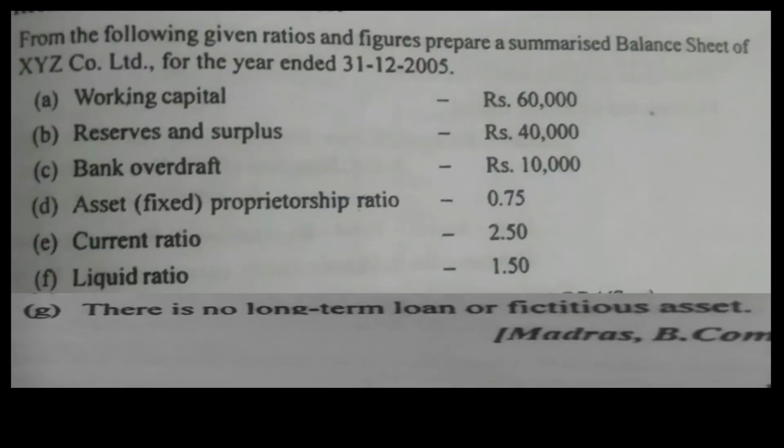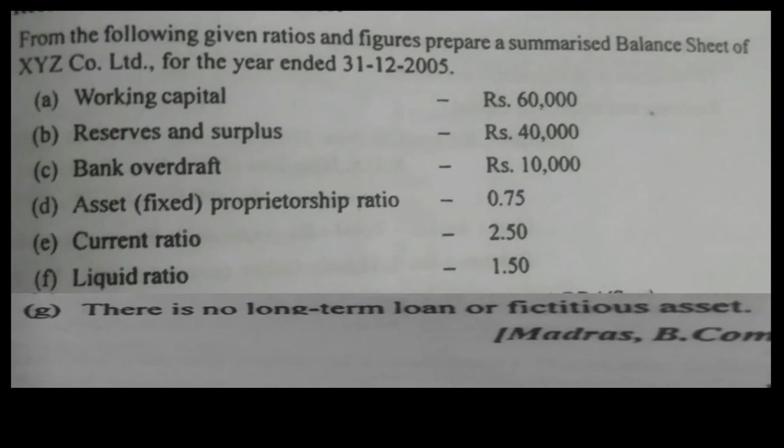Next, from the following given ratio figures, prepare a summarized balance sheet of XYZ company. The working capital is given as 60,000, reserves and surplus is 40,000, bank overdraft 10,000, fixed asset to proprietary ratio is 0.5, current ratio is 2.5, liquid ratio is 1.5. There is no long-term loan or fictitious asset.